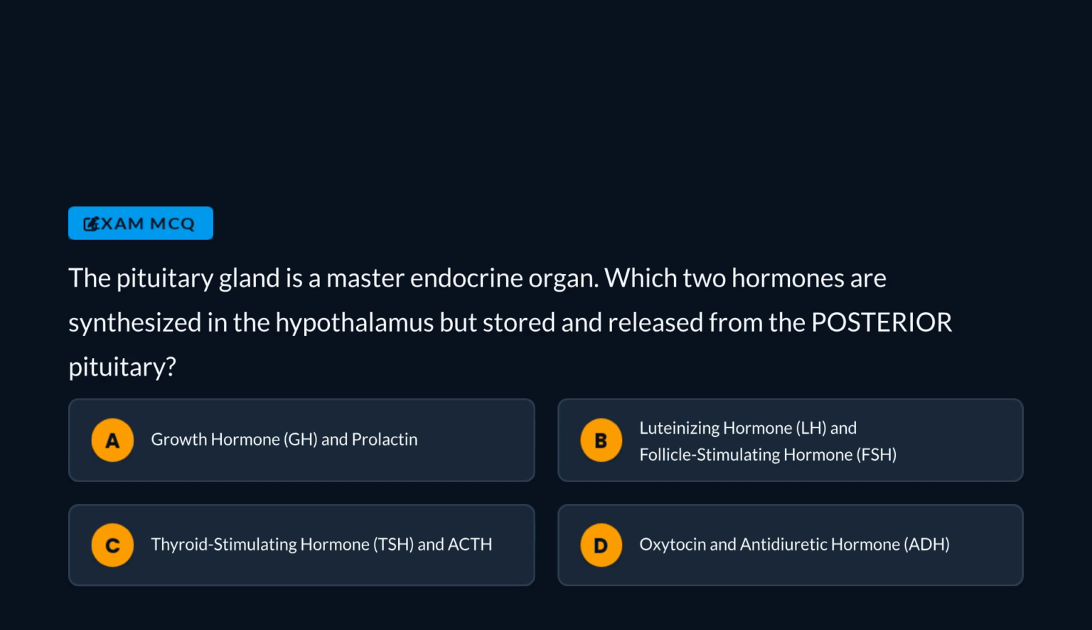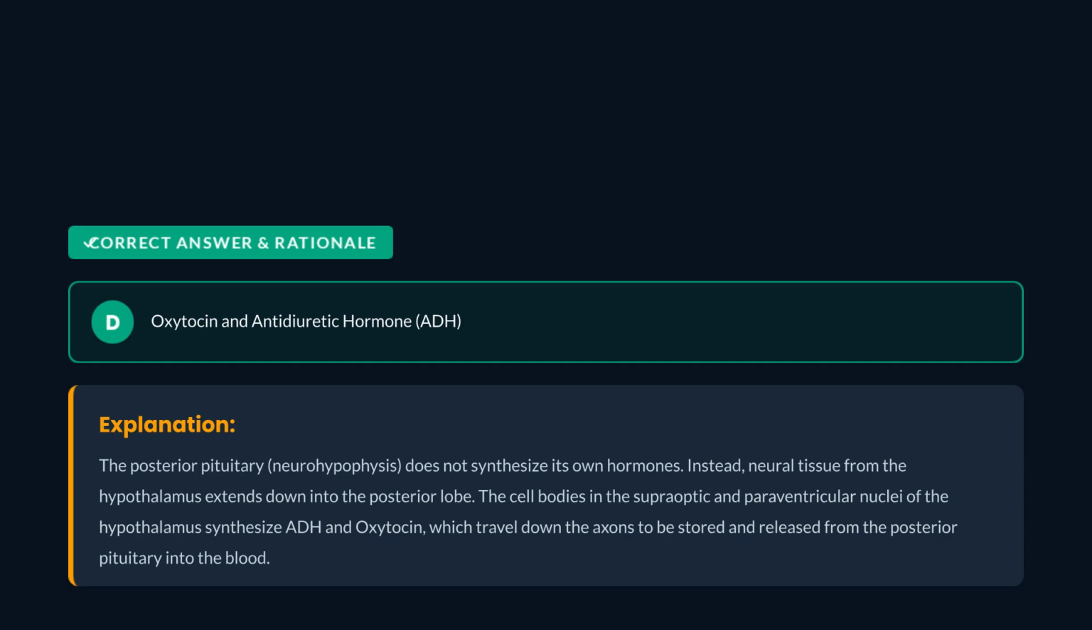The pituitary gland is a master endocrine organ. Which two hormones are synthesized in the hypothalamus but stored and released from the posterior pituitary? The posterior pituitary releases oxytocin and antidiuretic hormone, ADH. These hormones are produced by neural cell bodies in the hypothalamus and transported for storage and release.